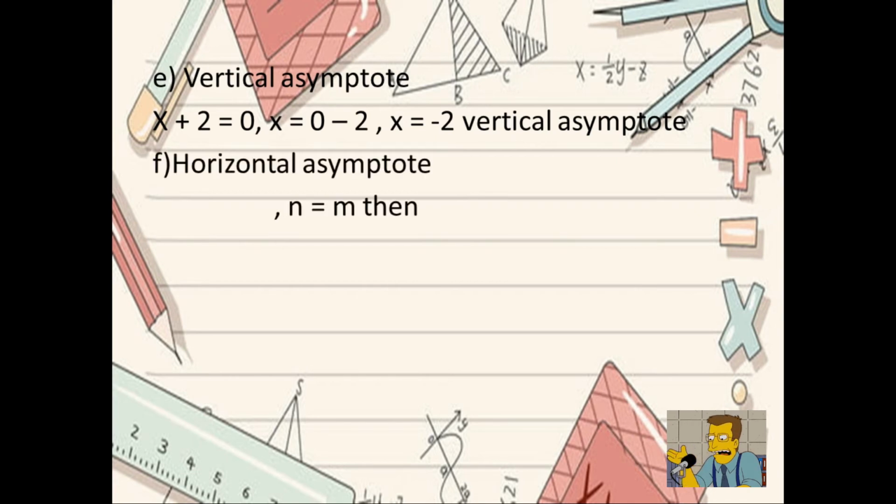Next, the horizontal asymptote. Since the given function is x minus 2 over x plus 2, then by inspection, n is equal to m. Then f of x equals a over b. A is the coefficient of the numerator, that is 1, and b is the coefficient of variable x in the denominator, and also that is 1, and that is equal to 1.